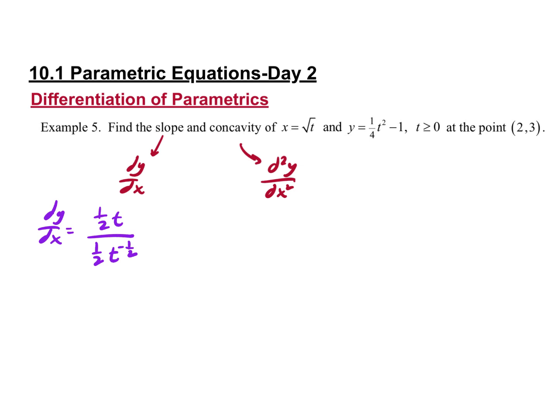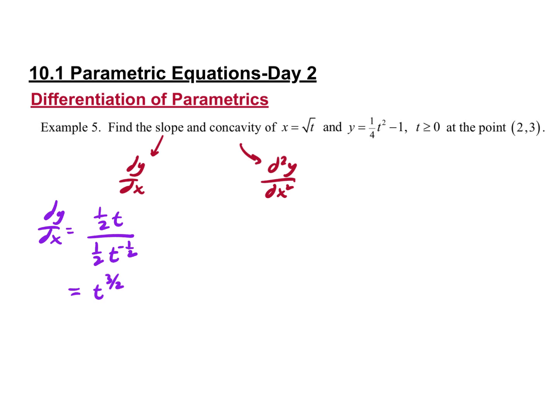Let's simplify this because it'll make it easier to find our slope. So obviously the 1/2s cancel. What about this t over t to the minus 1/2? What does that end up being? t to the 3/2. This is helpful because now we'll be able to figure out what the actual slope is.